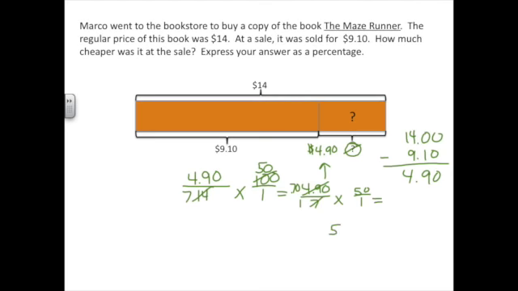Now if I multiply 50 times 0.7, and I need to put my decimal place back in, I get 35. And remember, we're finding the percentage here, so that is 35%. So I can write in 35%. So when Marco purchased the book, he purchased the book at $9.10, which is 35% cheaper than the original price.